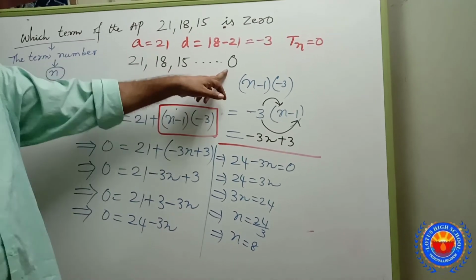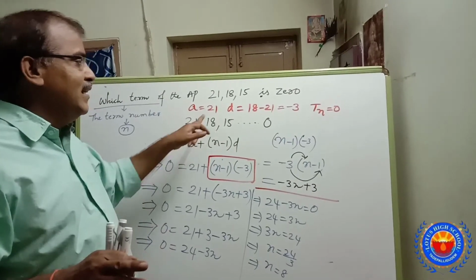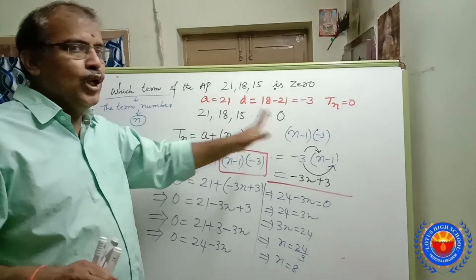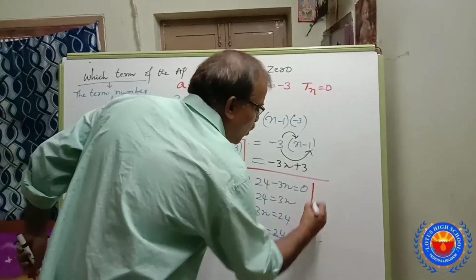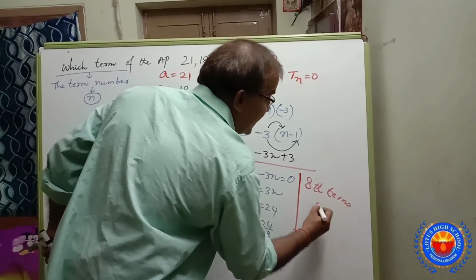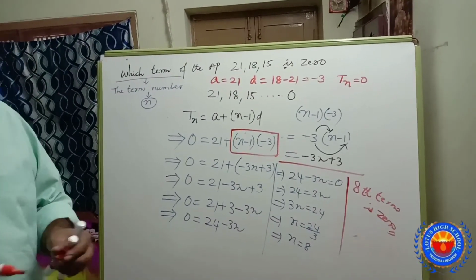Therefore, this 0 is 8th term. First term 21, second term 18, third term 15, fourth term something. This 0 is 8th term. Therefore, 8th term is 0. 8th term is 0. Okay.